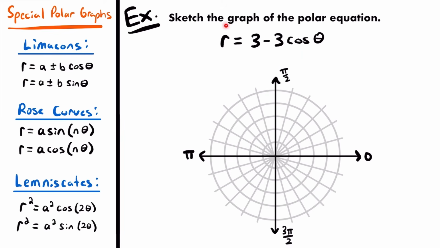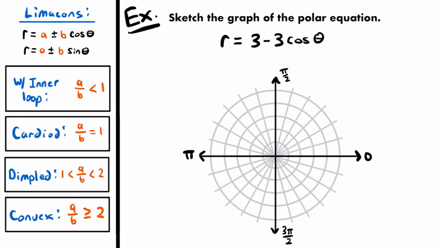All right, so here's our next example. We want to sketch the graph of the polar equation. We have r equals 3 minus 3 times cosine theta. And so let's see if this polar equation is in one of these forms that will represent a special polar graph. In this case, we have a constant of 3 minus another constant times cosine theta. So just like in our previous example, this looks like it's in the form of a limacon, right? We have r equals a, which is a constant, plus or minus b, which is a constant, times cosine theta. This is the form of our polar equation, so we know that it's not going to be a rose curve or a lemniscate, it's going to be some type of a limacon.